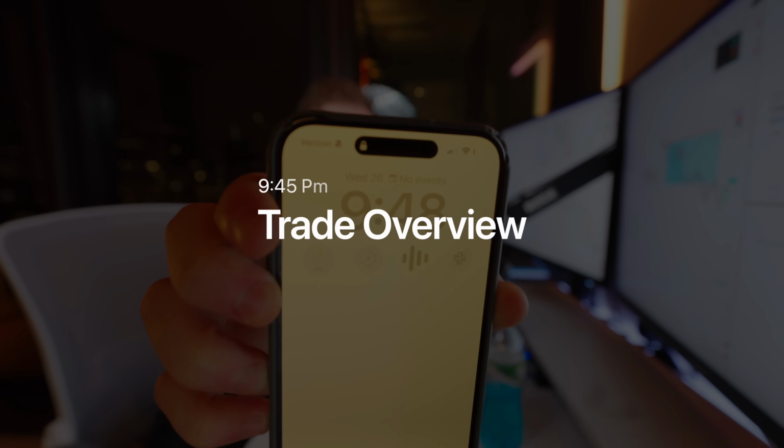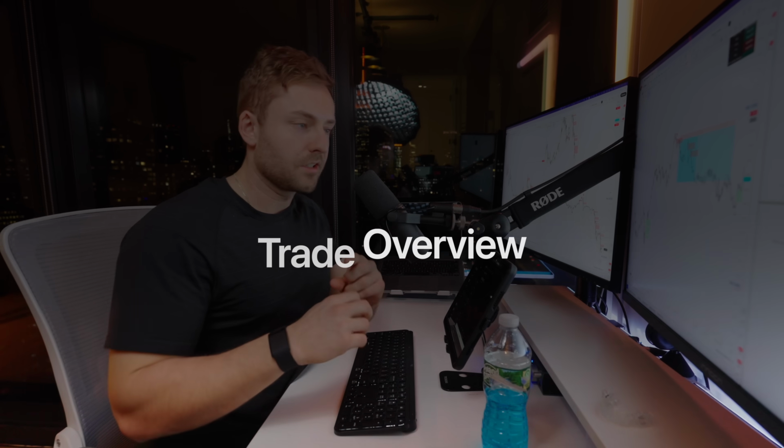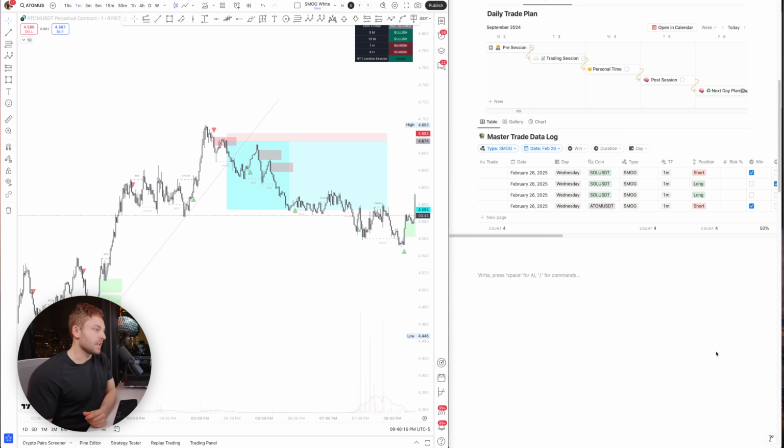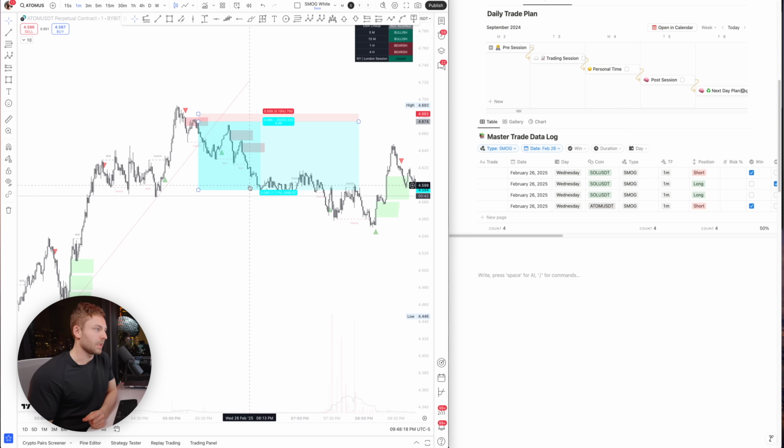All right, so it's about 9:45 right now. I've put myself in a position where I don't have to continue trading throughout the day. Okay, this trade on Atom, we just closed out of. We were able to get almost 9 total risk factors out of this trade.